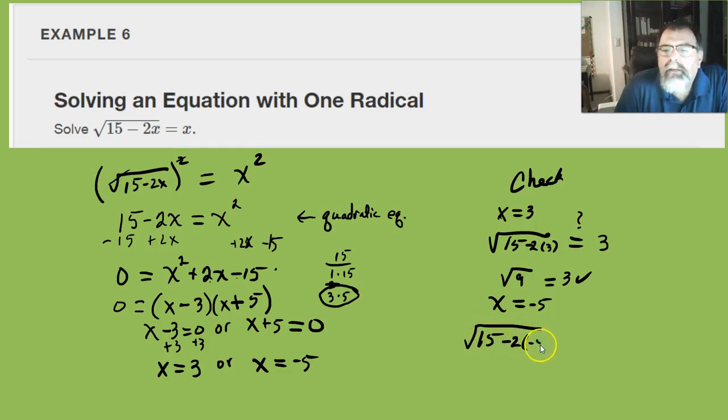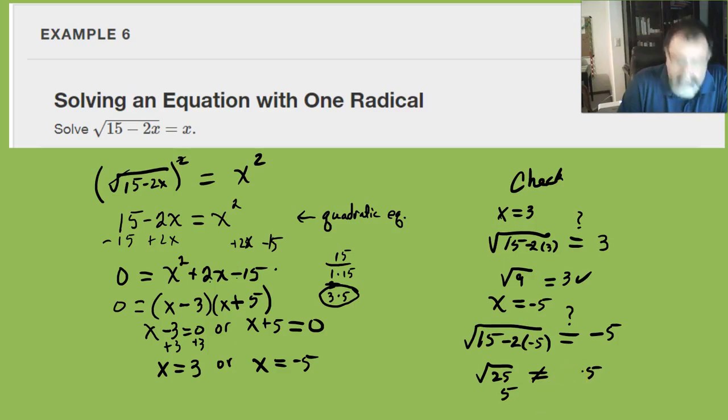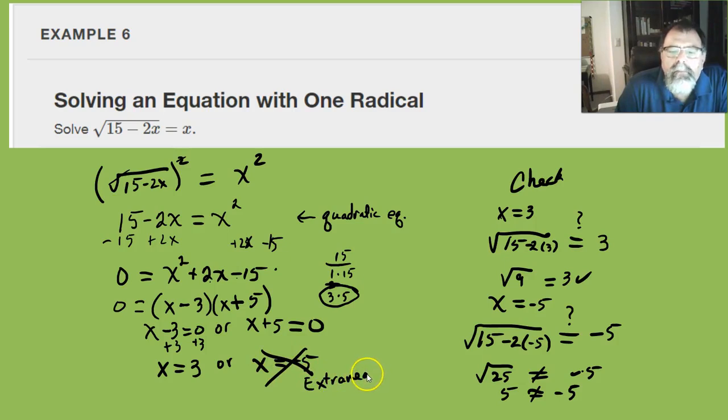Now I'm going to check x equals negative 5. 15 minus 2 times negative 5, does that equal negative 5? So you've got the square root of 15 plus 10, which is 25. Square root of 25 is 5, which is not equal to negative 5. So no, this one has to get thrown out. This is what we call extraneous. Okay, so the only solution to the original problem is just 3.